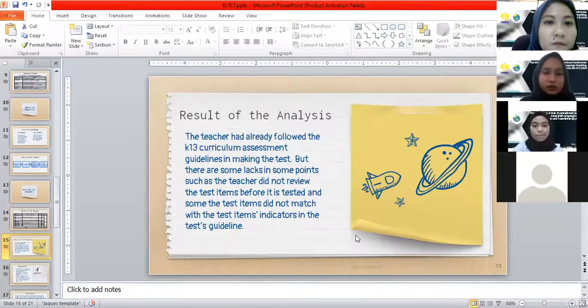Okay, according to the curriculum assessment guidelines, the teacher has already followed the K13 curriculum assessment guidelines in making the test, but there are some lapses in some points, such as the teacher did not review the test items before they were tested, and some of the test items did not match the test item indicators in the test guidelines.